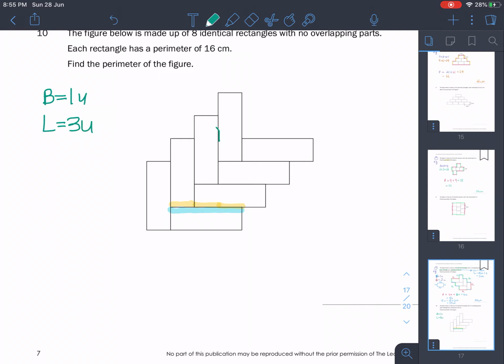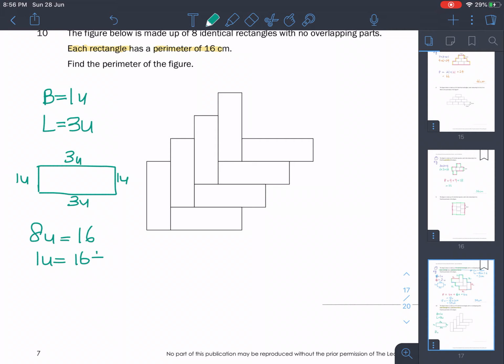Now we're going to start working from here. Each rectangle has a perimeter of 16 cm. If I were to draw out one rectangle, the length will be 3 units, the breadth will be 1 unit, and the perimeter is 3 plus 1 plus 3 plus 1 units. That's 8 units. The perimeter of each rectangle, they've told us, is 16 cm, so 8 units equals 16 cm, and 1 unit equals 2 cm.